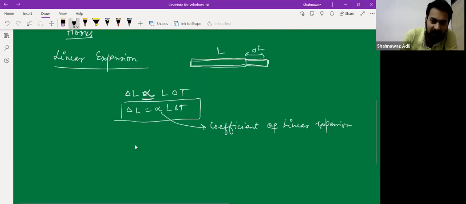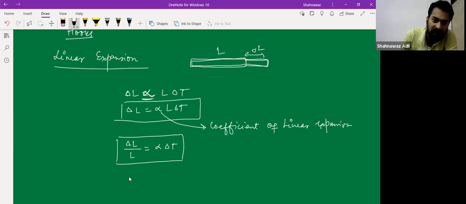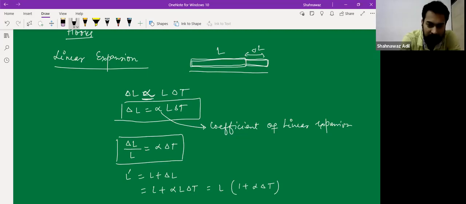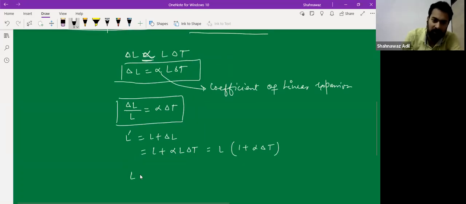So what will be the fractional change? This would be the fractional change. And what would be the final length of that rod? This would be L prime, which will be L plus delta L, that is, L plus alpha L delta T. L is common, so we will have L times one plus alpha delta T. This is your new L. Any questions, guys?